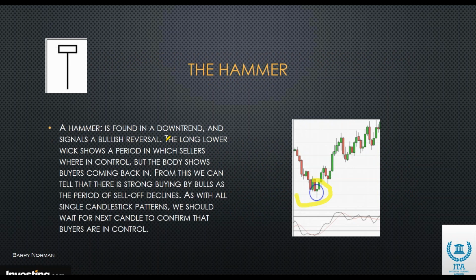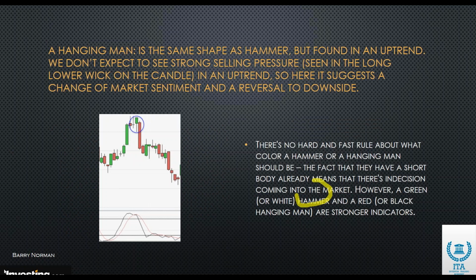A hammer is found in a downtrend and signals a bullish reversal. The long lower wick shows a period in which sellers were in control, but the body shows buyers were coming back. From this, we can tell that there is strong buying by the bulls as the period of sell-off declines. The hanging man is exactly the opposite, because for every one in this direction, there's an opposite one in the opposite direction, because you have the markets moving up with an uptrend, and then you have the reverse when the markets are moving down.